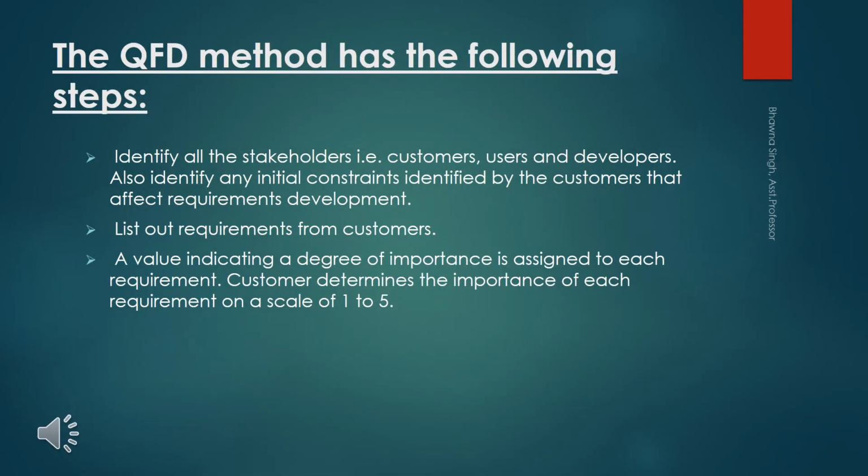Now this is the method that we follow in the QFD process. First of all, we collect all the information from the customers, and along with the requirements we also gather all the constraints that may affect the development process or the requirements development. Then the second process is we convert these requirements into a proper list. We maintain a proper list of all these requirements.